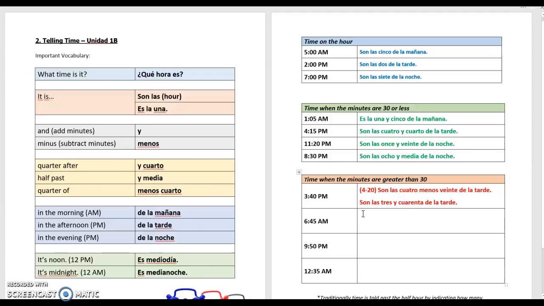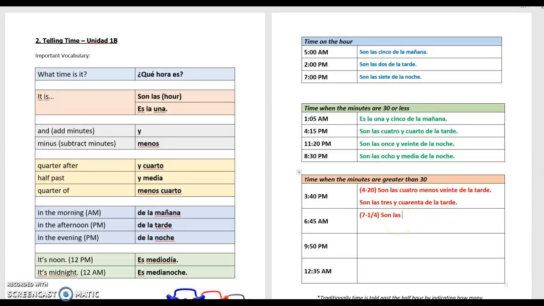If you want, like I said, pause the video, try it, come back, check your answers, see if you're right. 6:45 p.m. No, it's not. Think of it as being 7 o'clock minus a quarter hour. So over here we have quarter of. 6:45 is the same as saying quarter of 7. So that's what we're going to do.